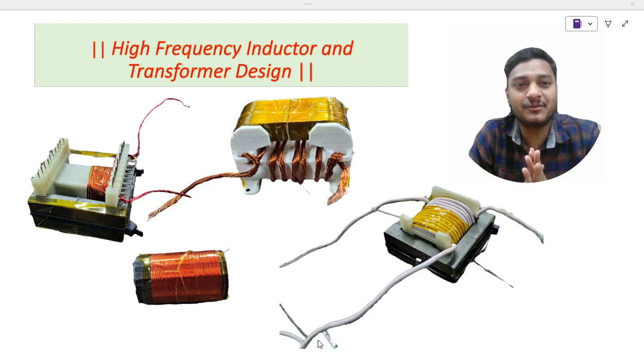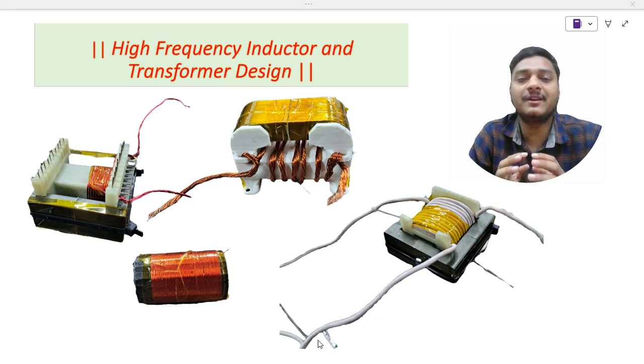Today I'm going to start one of the very interesting topics for teaching you. This is about high frequency inductor and transformer design. This topic is something I feel everyone should know, like how to design the inductor and the high frequency transformer. Because as an electrical engineer, we should not say that I wanted to buy an inductor or a transformer. These are things which we can easily make. If you know the procedure for how to make the inductor and transformer, it is very easy to do.